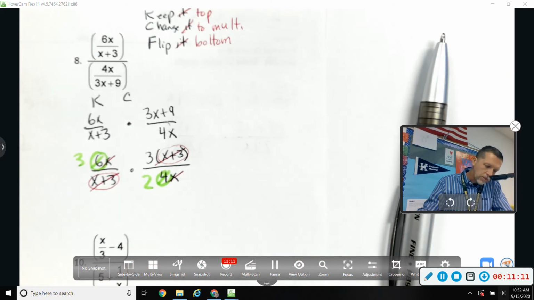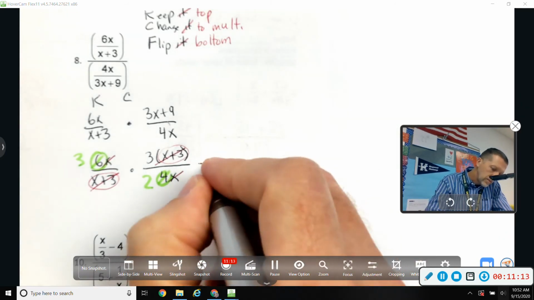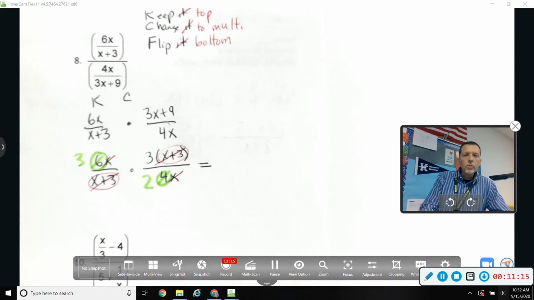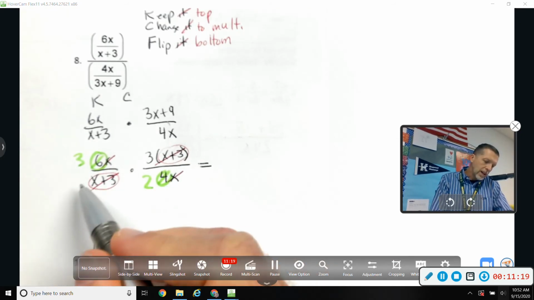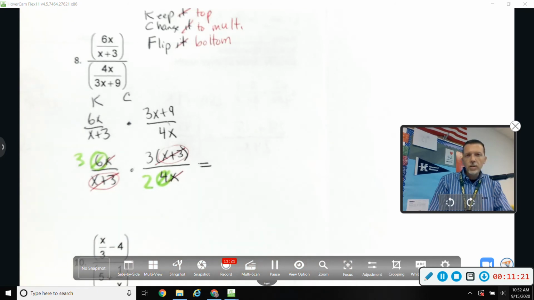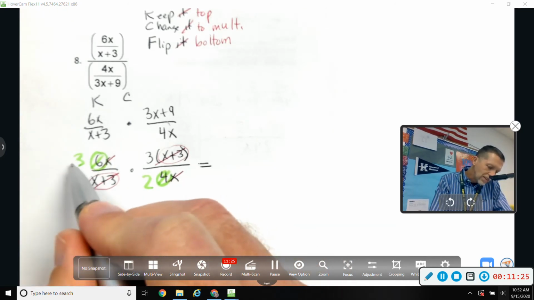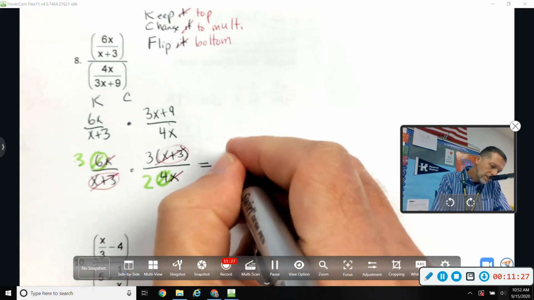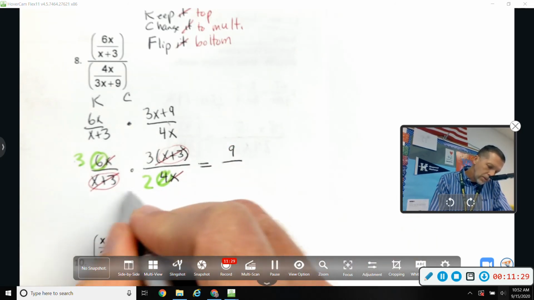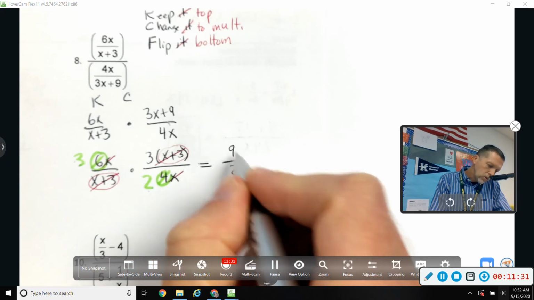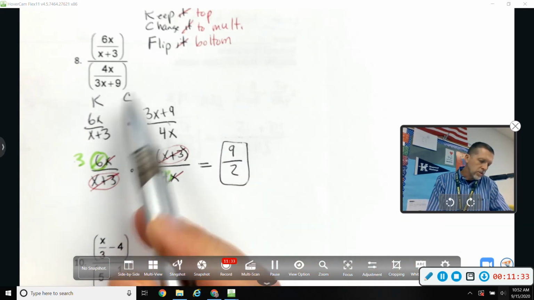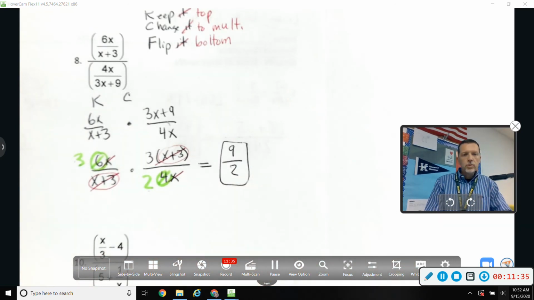So goodness, we lost a lot of stuff in this one. And then be very careful with what's left. Be neat as you do these problems. A lot of people go too quick, and then they get to the end and they can't tell what they canceled and what they kept and what they reduced. So be neat so it's easy to see what's left is 3 times 3 in the top, and in the bottom, nothing but a 2. So it started out really complicated and reduced down to 9 halves.